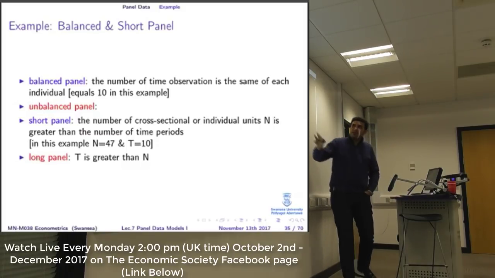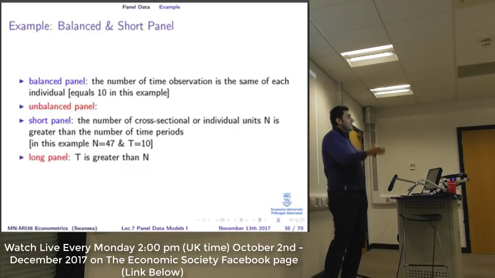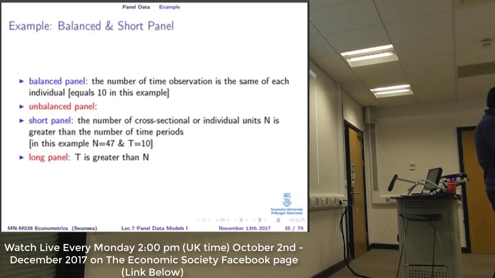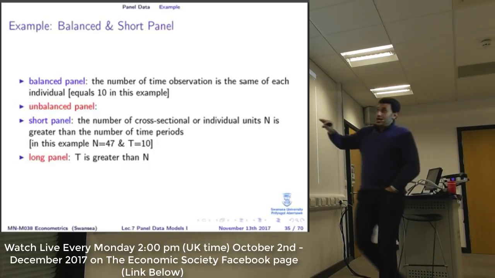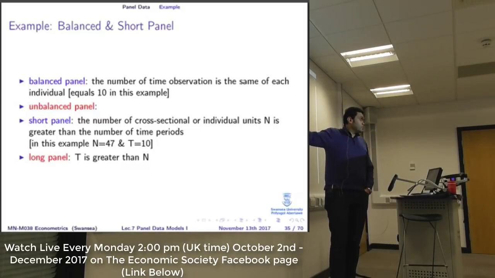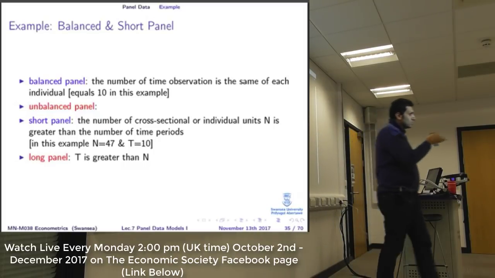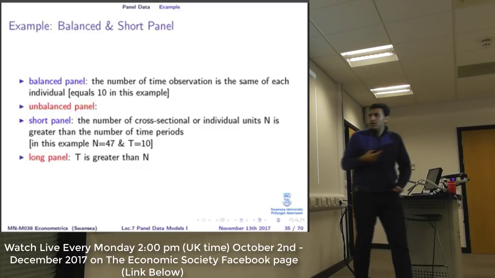The data set we have is balanced data because the number of time observations T is the same for each individual. In this example we have 47 individuals and we have data that cover 10 years for each one of those individuals. So that's why we have balanced data. If we had a missing observation, where the number of T is not the same for all individuals, that means we have unbalanced panel data.